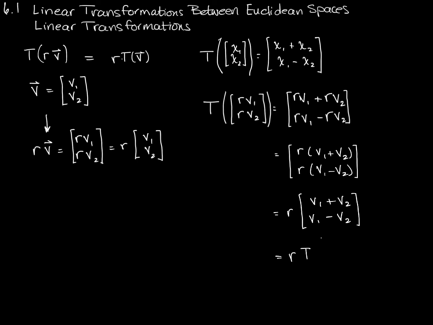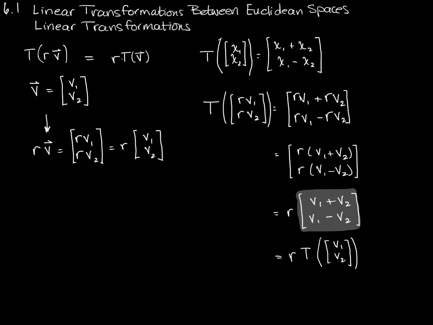But what is V1 plus V2, V1 minus V2? It's simply the transformation of the vector V1, V2 under this transformation, right? This is the transformation of some generic vector x1, x2, giving x1 plus x2, x1 minus x2. So when I see V1 plus V2, V1 minus V2, I could say that's just the transformation of the vector V1, V2. But the R has been pulled out, and it's only this part that is that transformation.